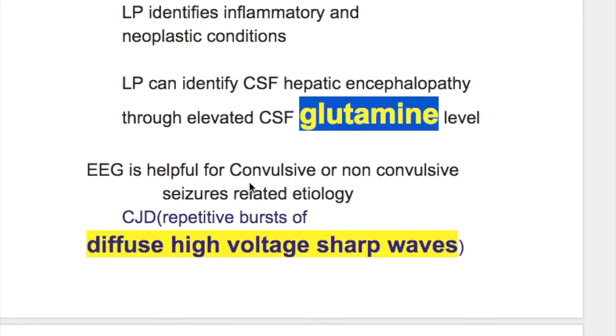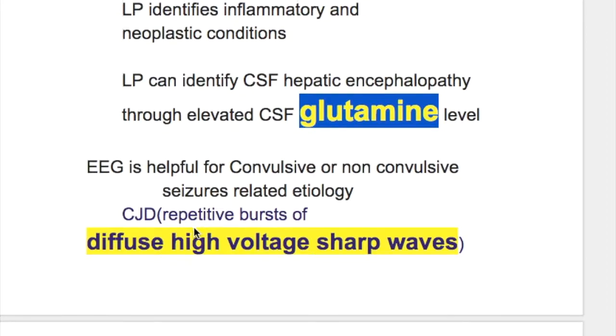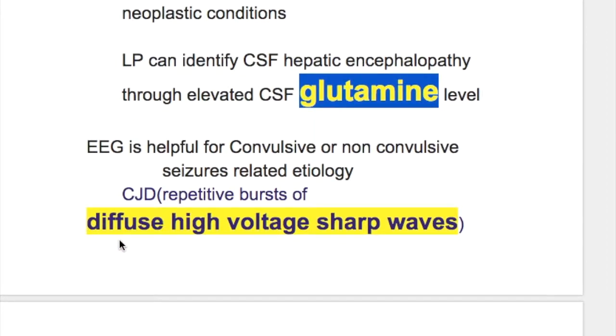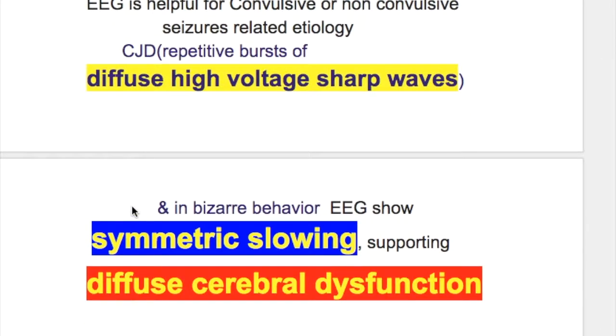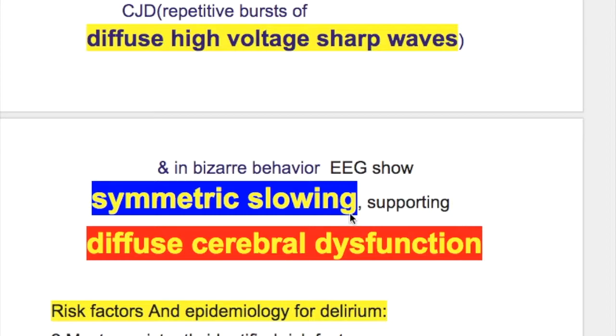EEG is helpful for convulsive or non-convulsive seizure related etiologies and conditions like CJD, Creutzfeldt-Jakob disease. There are repeated bursts of diffuse high voltage sharp waves, and in bizarre behavior, EEG shows symmetric slowing supporting diffuse cerebral dysfunction.